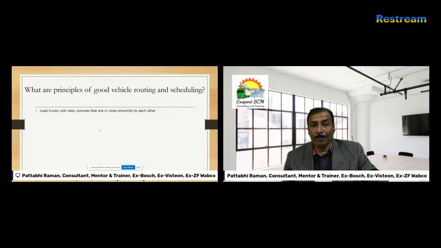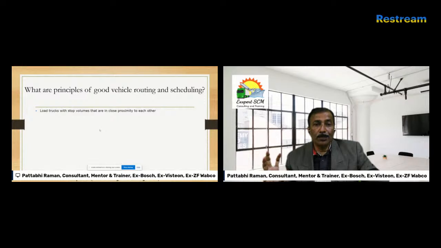First, load trucks with the stop volumes that are in close proximity to each other. These are design principles. You don't need complex software that will ultimately confuse you. If you are able to draw on pen and paper, that is more than sufficient. If you are handling limited vehicles, say 20 or 30 vehicles, load trucks with stop volume that are in close proximity to each other, meaning that assume you have 30 to 40 customers, and you may have to send two or three vehicles in the trip.